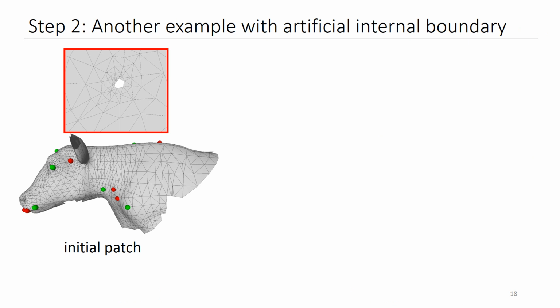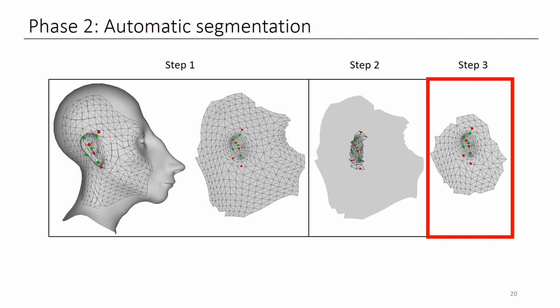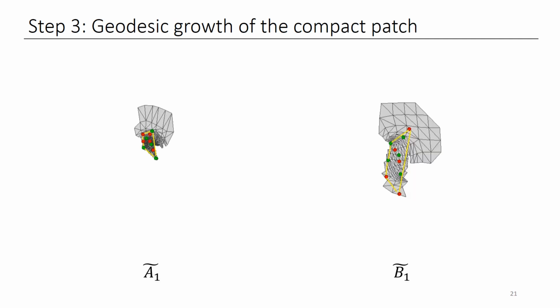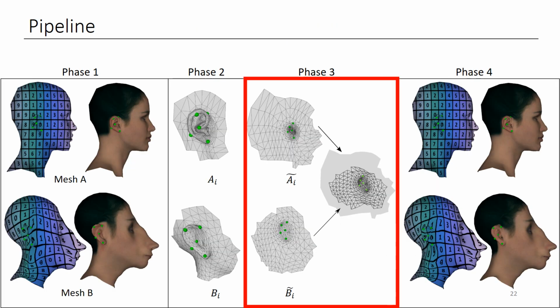Here's another example. The first step creates a patch with an artificial internal boundary which has a hole with polygons from the full mesh missing. In the second step, this boundary is filled by adding the missing polygons from the whole mesh. Step 3 ensures that we have enough polygons around the landmarks for the deformation step. We grow the compact patch from the previous step based on geodesic distance to allow enough room between the boundary and the landmarks. Phase 3 is about deformation.